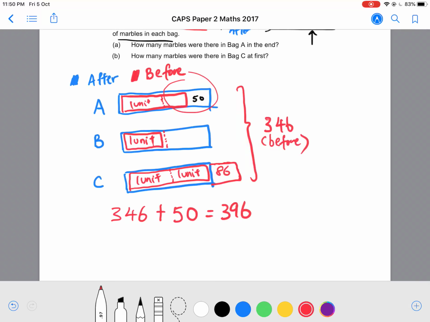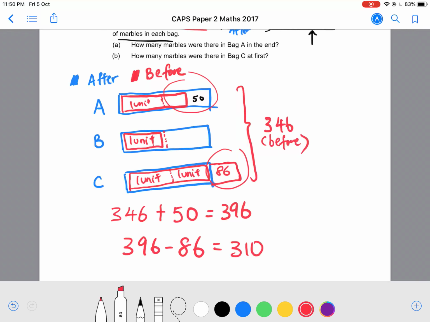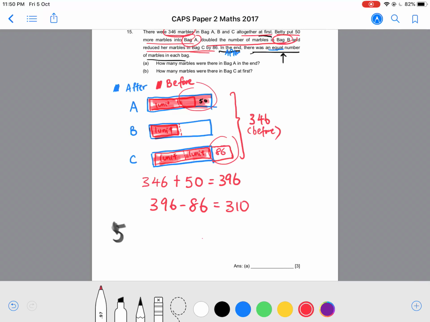Now with this 396, there is also one extra unit here that doesn't feel like an equal unit. So I will need to subtract it off so that there are now equal units. And that's going to give me 310. Now, exactly how much is this 310? 310 is for 1 unit here, 2 units here because you have filled in a 50, 3 units here, 4 units here, 5 units here. So 5 units is equal to 310. I always like to find out 1 unit, right? 1 unit would be 310 divided by 5. That's going to give me 62.